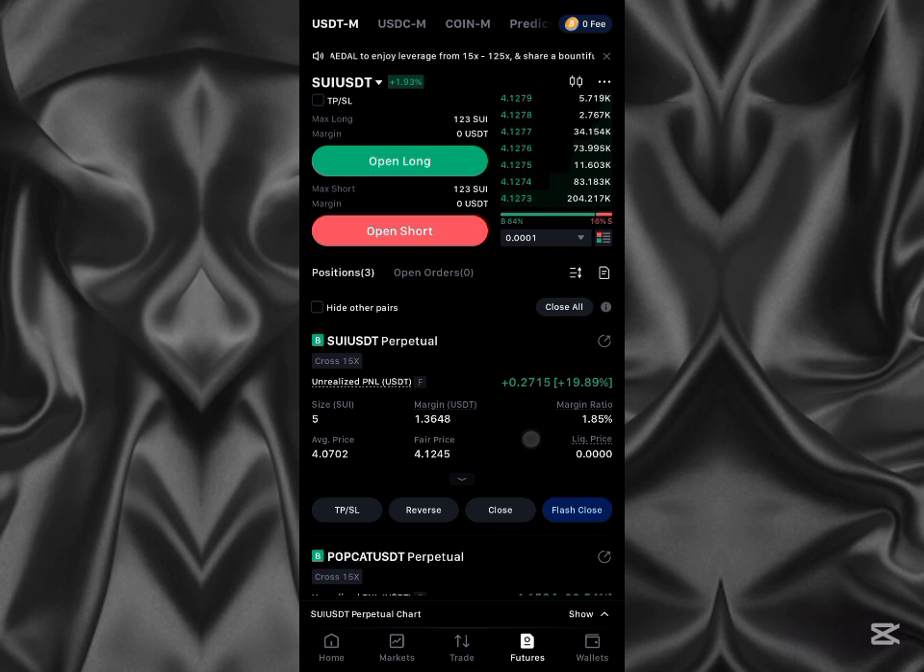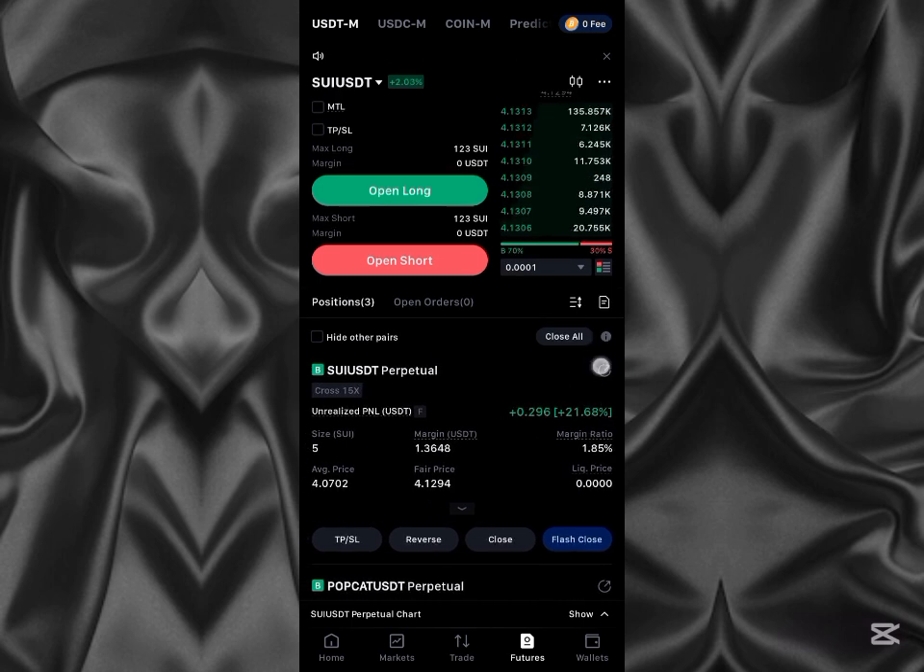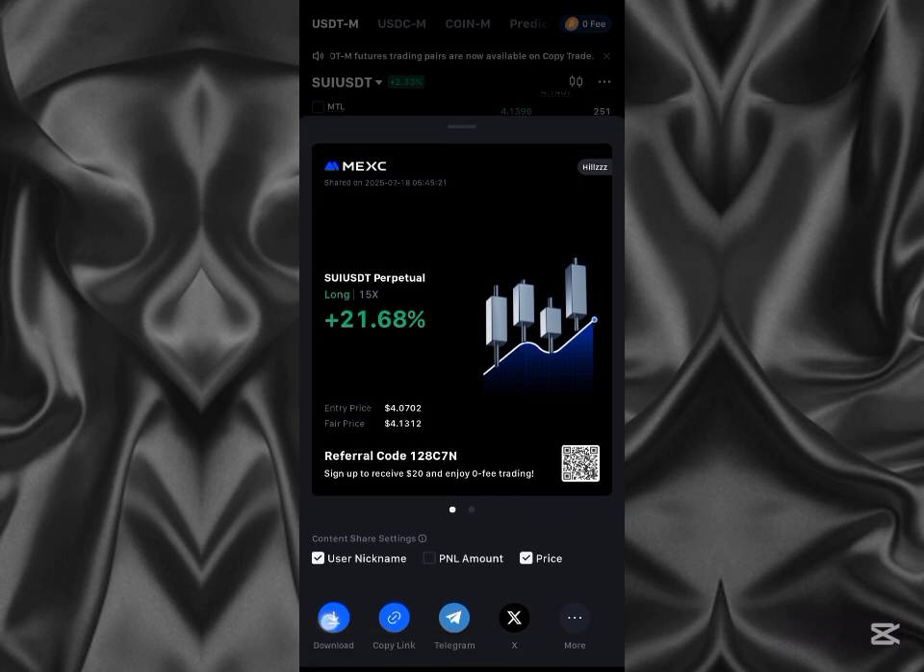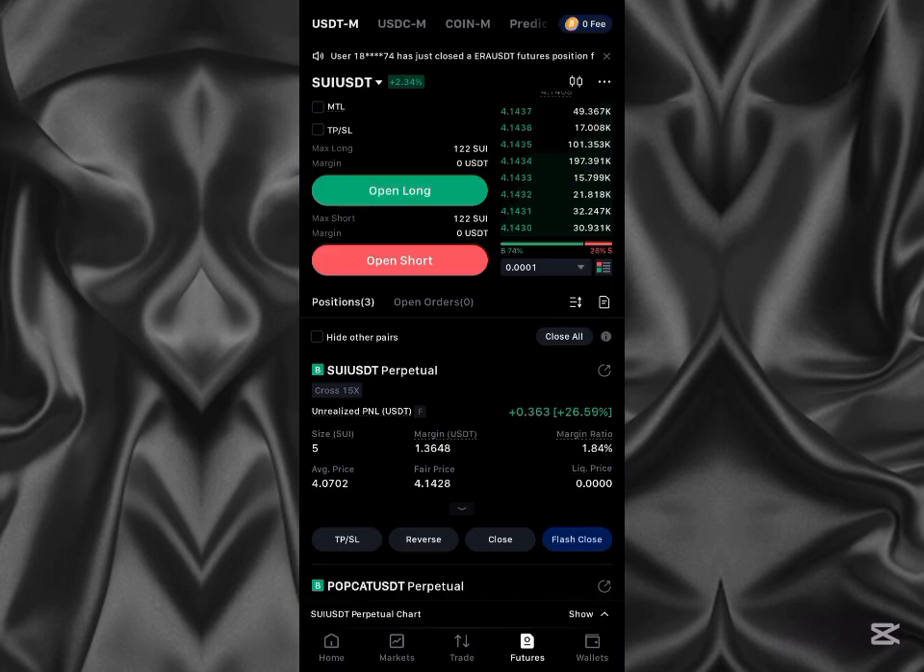Now I know most people have been seeing PNLs. In order for you to get your PNL, click on this option, this arrow here. Once you click on it, you're going to see this. This is my name here. This is the trade. This is how much percentage profit I have. This is my entry, and this is my referral code. So you can choose what shows up, and then you can click here to download it and share.